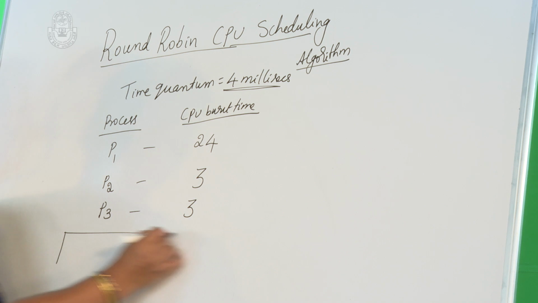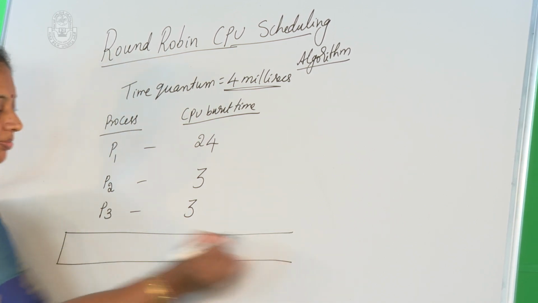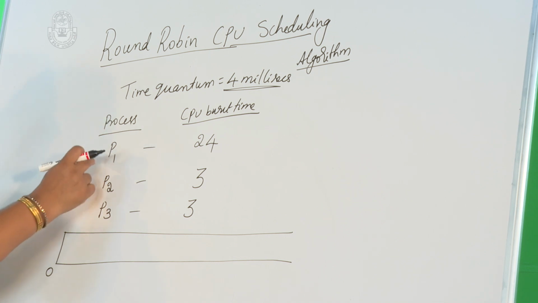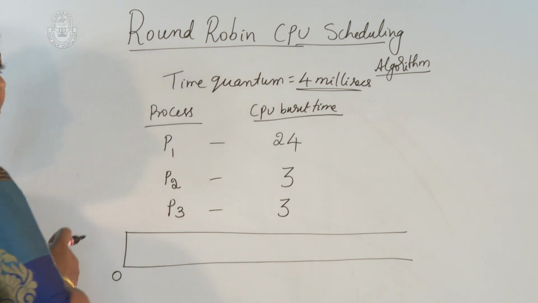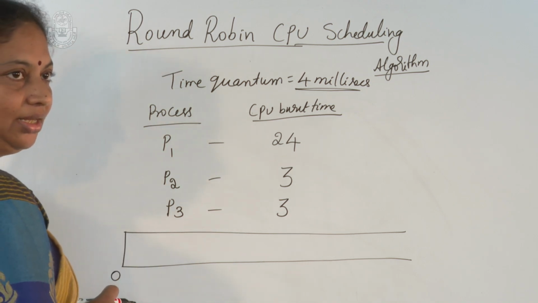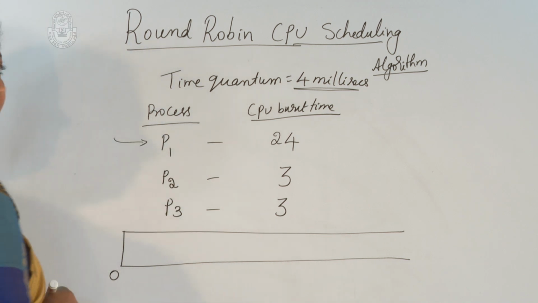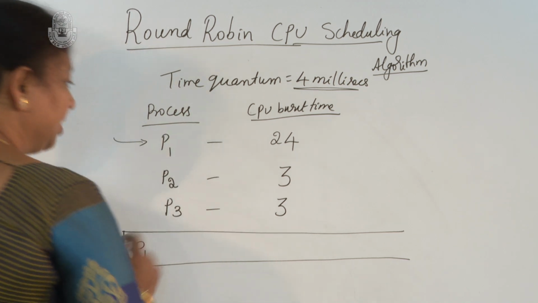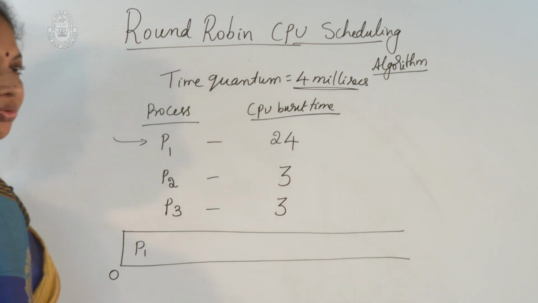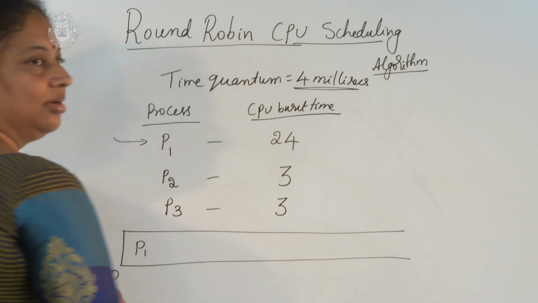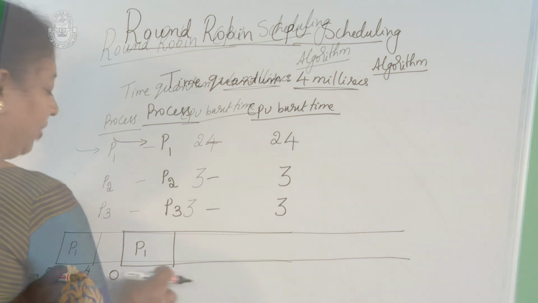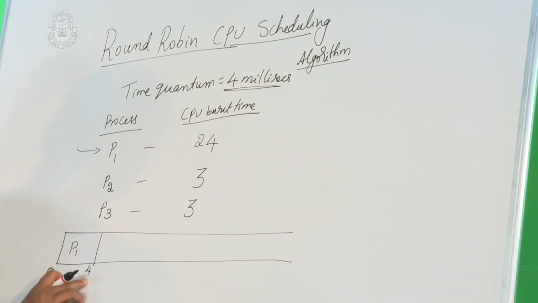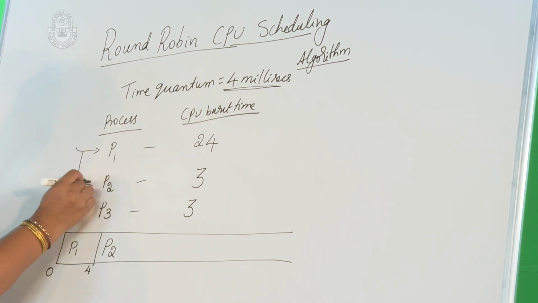So here we will represent it using Gantt chart. Again, it is serving in the same way as that of first come first serve scheduling algorithm. So first it will take P1, but instead of serving all the 24 time units, it will serve only for the first time quantum, which is 4. So when 4th millisecond is reached, then CPU will switch to next process.